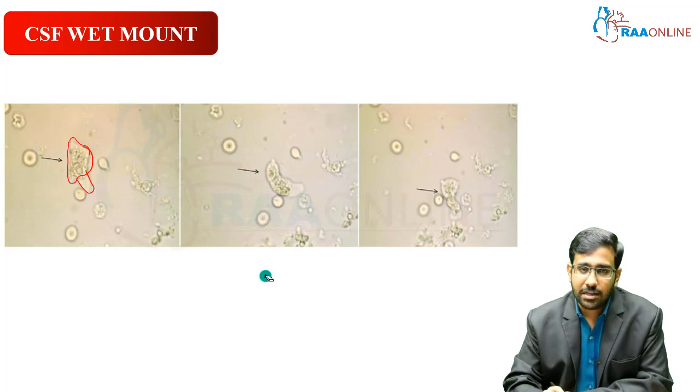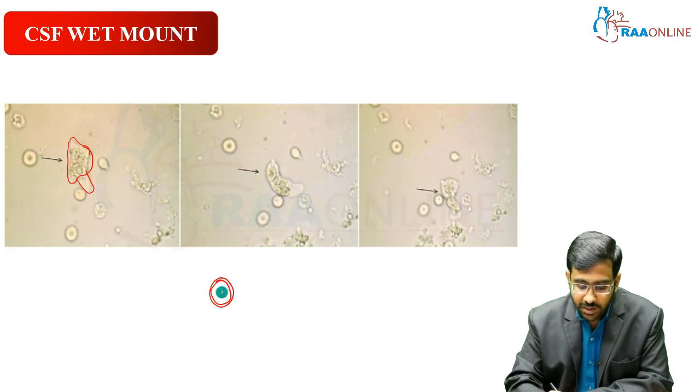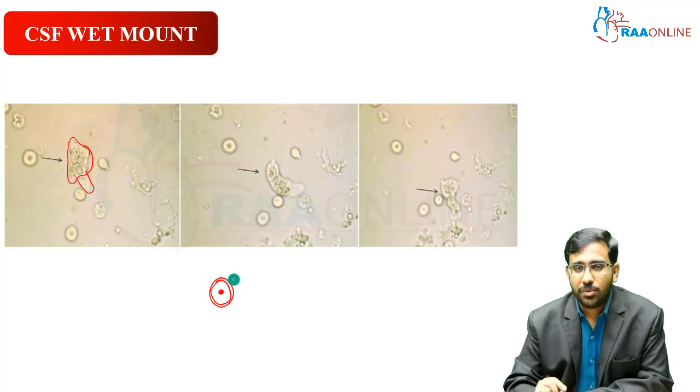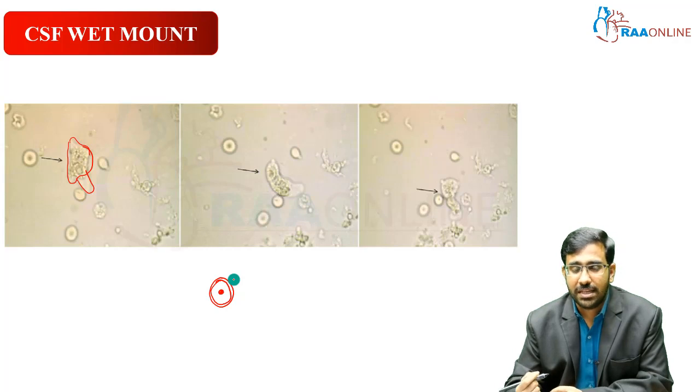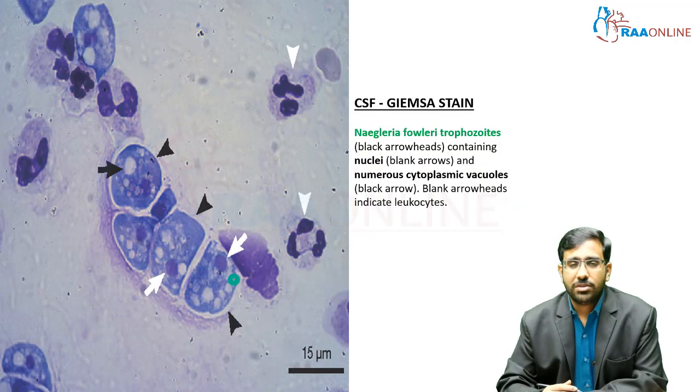And in certain cases, you will be able to see something called the cyst form. The cyst of Naegleria fowleri is going to be a double-walled cyst, so you will be able to see a double-walled cyst in the CSF specimen. In the presence of unfavorable conditions, the trophozoite is going to become a cyst form, where you will be able to demonstrate the cyst structure in the CSF specimen. Now moving on to the Giemsa stain.